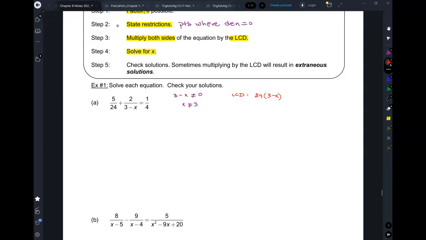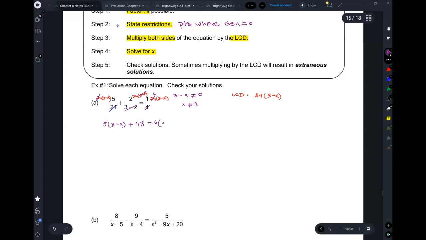Now we're going to multiply every single term here by the LCD. You have to multiply all of it by the entire LCD. When you are done with the multiplication, you are not going to have any more denominators left. The denominators should all be just 1. So here, the 24s will cancel. So you have 5 times 3 minus x, plus, the 3 minus x's will cancel, 48 is equal to 6 times 3 minus x.